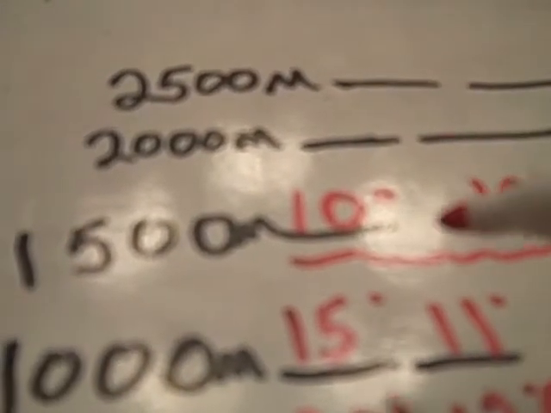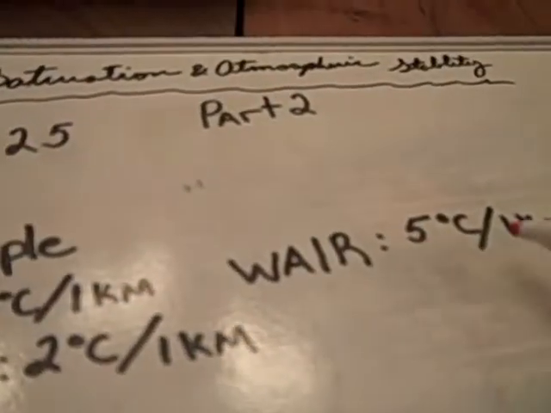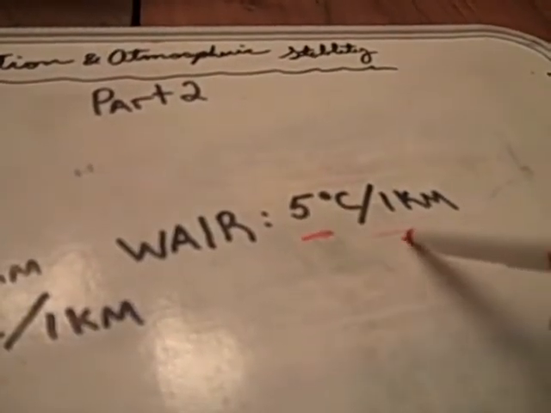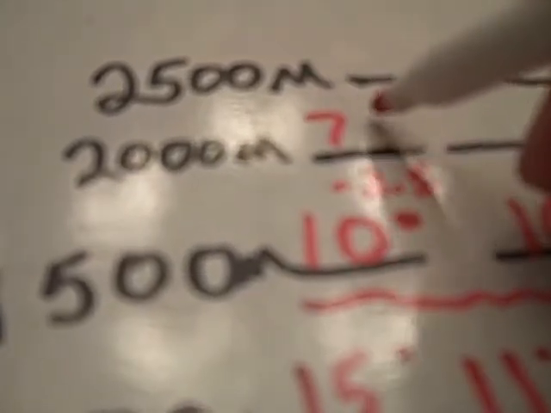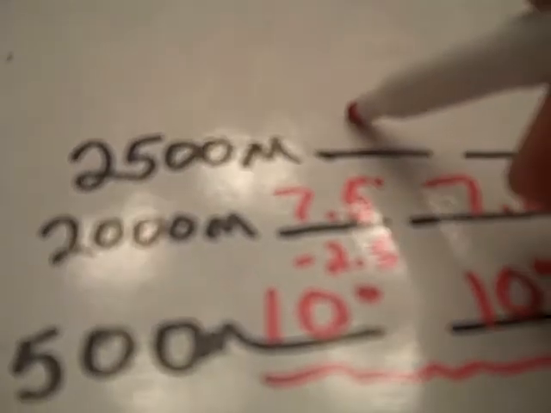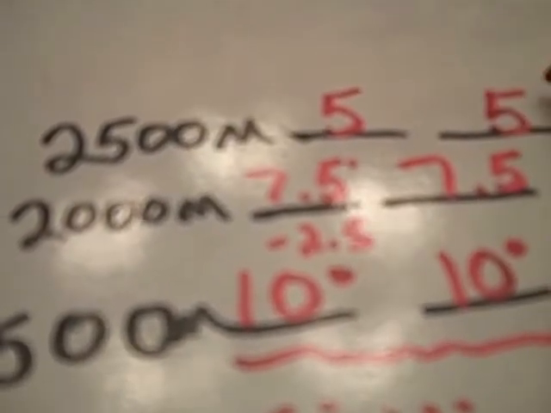So right here is my lifting condensation level. This is my LCL. This is the start of the cloud. Now that I've done this, I've met dew point, so my dew point temperature is going to stay the same. I'm also going to flip to my wet adiabatic lapse rate of 5 degrees C every 1 kilometer. And so this is halfway, which means I'm going to go down by 2.5, and that's going to give me 7.5. This is going to also be 7.5. This is going up another one, and so this is 5, and this is 5.